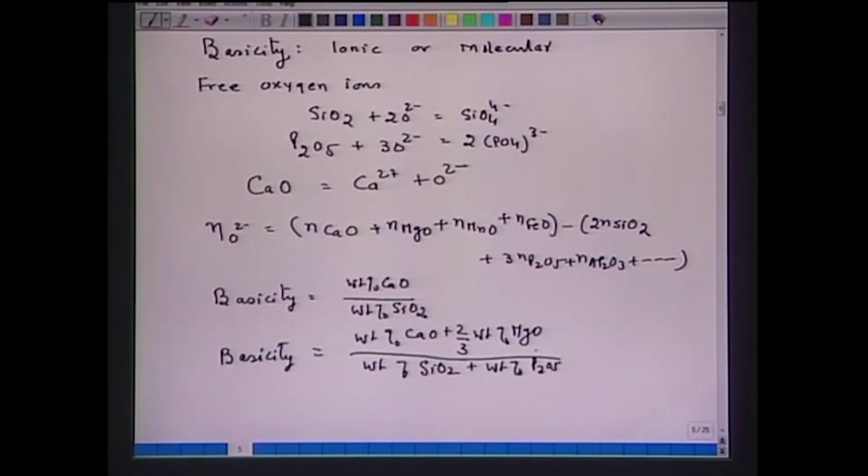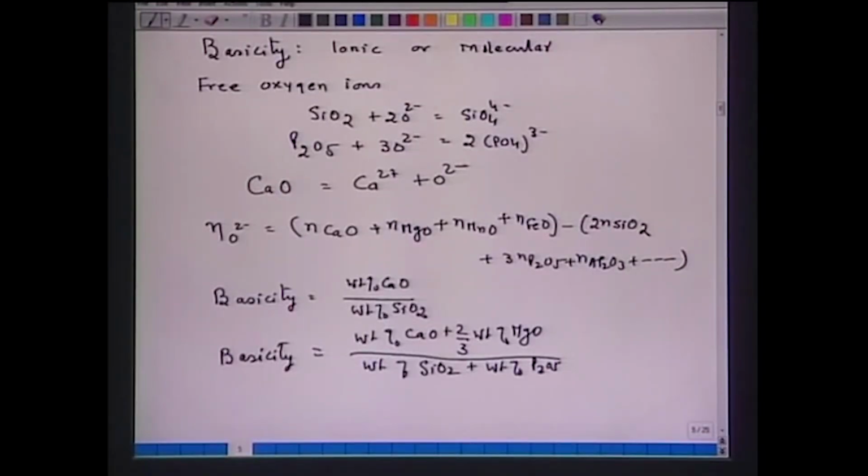So, here what has been done: suppose the slag contains MgO also, then MgO is not that effective as calcium oxide, it is only 66% effective, hence that has been taken into account. They are simply the index of basicity. Now, we can also define a sort of a free calcium oxide.